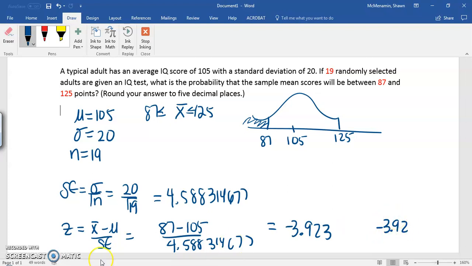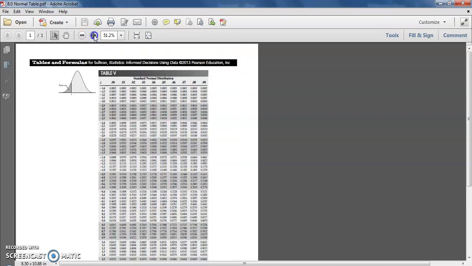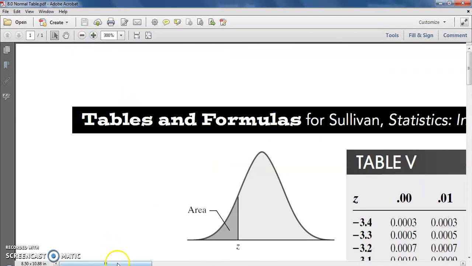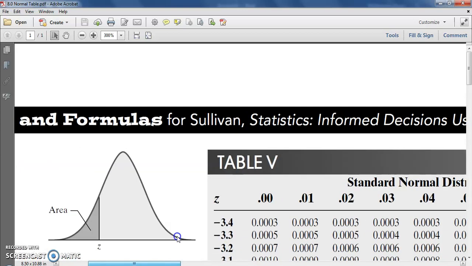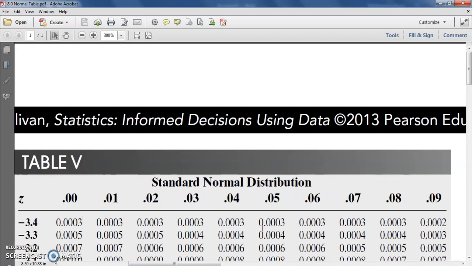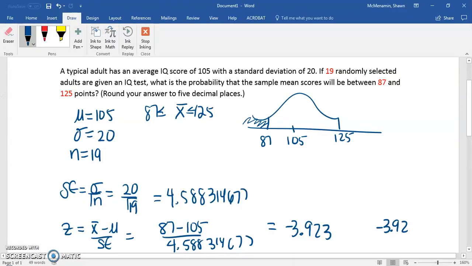So you go to your normal table, and you want to find negative 3.92, which is not on the chart. If this was for the test, the number closest to negative 3.92 would be something like negative 3.49. So the closest thing would be 0.0002. So the area to the left of 87 is 0.0002. That's a good estimation based on just a normal table.